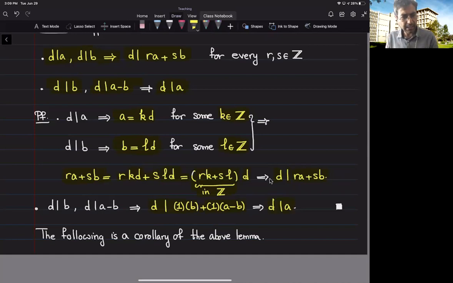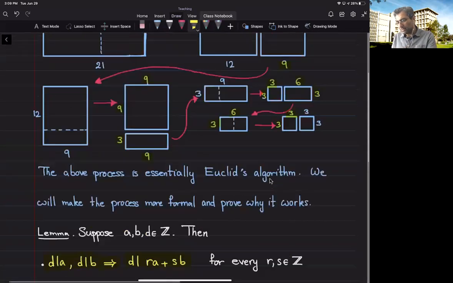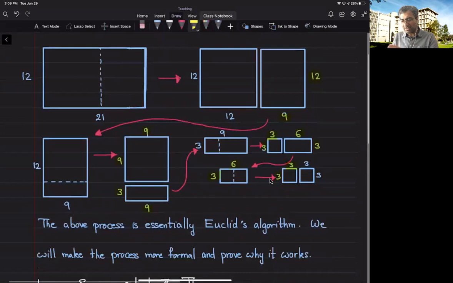Now let's see how this is relevant to what we discussed earlier. But before that, I'm going to mention the following corollary. So it is related to this process. Notice that in this process, we are assuming A is more than B, or at least B, and then we say GCD of A and B is the same as GCD of B and A minus B, where I subtract B. That's what we are claiming.